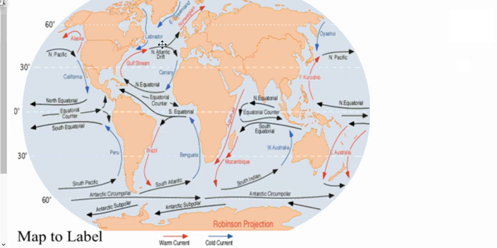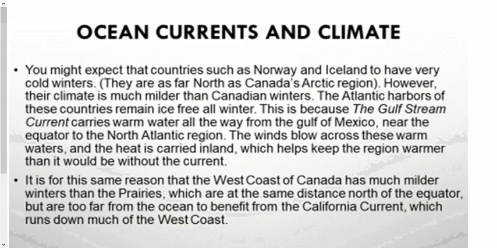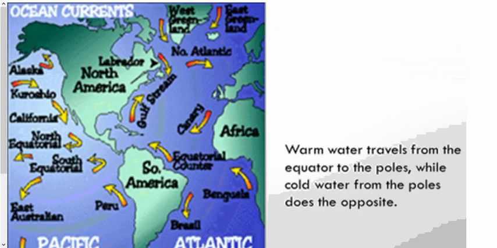That Gulf Stream starts a really big rotation of water right here, and that rotation of water has a major impact on the overall temperature of the planet. So countries such as Norway and Iceland, because they're so much further north than most of our cities in Canada, you might expect that they would have very cold winters. But because the Gulf Stream flows past them, they are actually very warm in the wintertime. And it's the same reason that the west coast of Canada has mild winters, because a warm current flows past it.